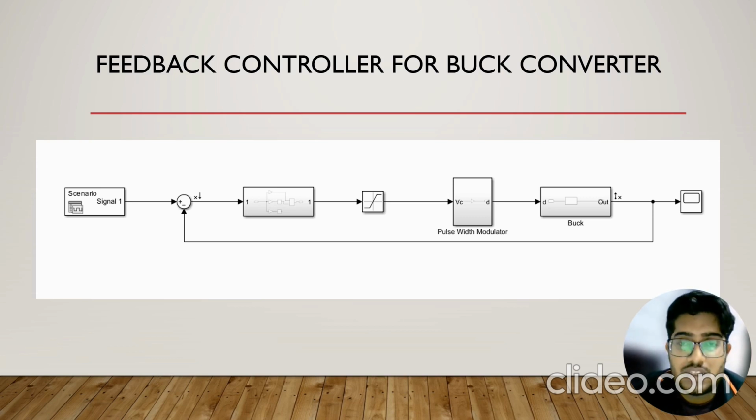So in this buck converter, we will put our inductance, capacitance and resistance based on our calculation, which is for inductance is 0.3383 millihenry, and the resistance is 6.5 ohm, and for capacitance is 3.906 microfarad. So lastly, this is the scope.